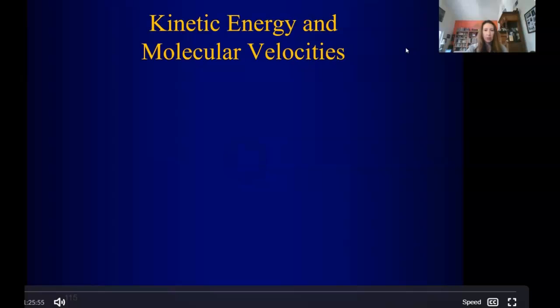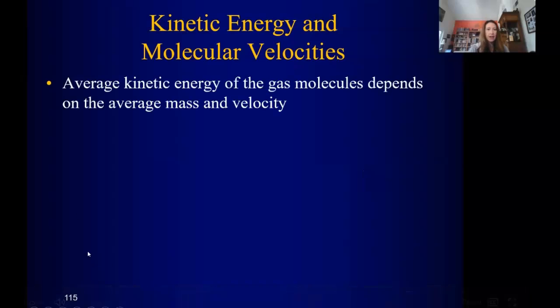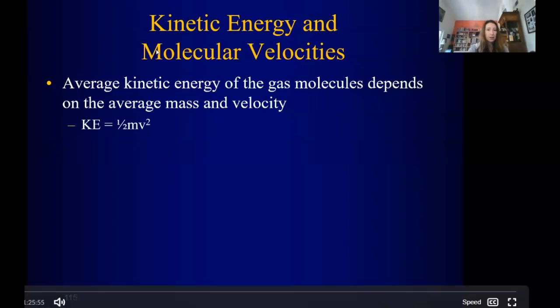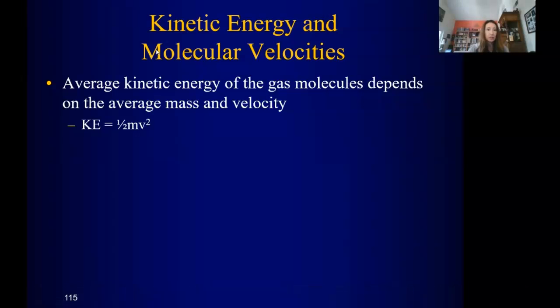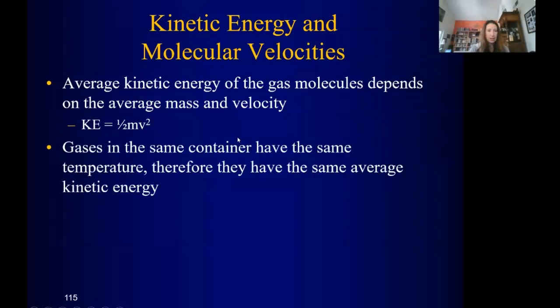Quick little finish up of what we were talking about with molecular velocity. Our brains were probably a little fried by the end of it last time, so we're just going to summarize it again. Okay, so the average mass and the velocity. Remember I showed you this formula, but I'm going to talk a little bit more about what this formula means this time.